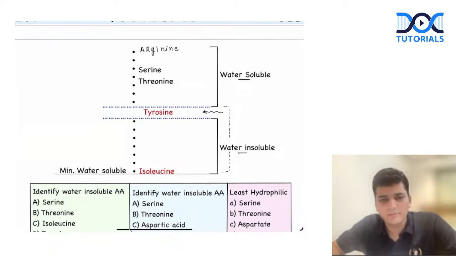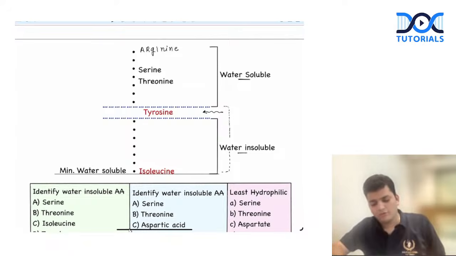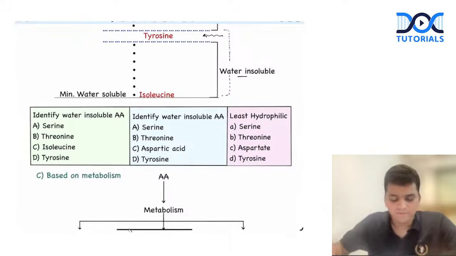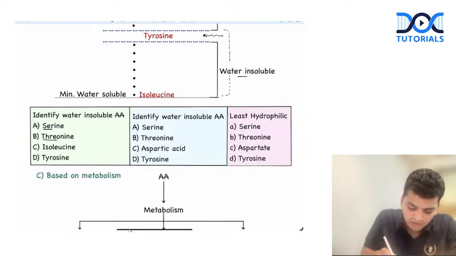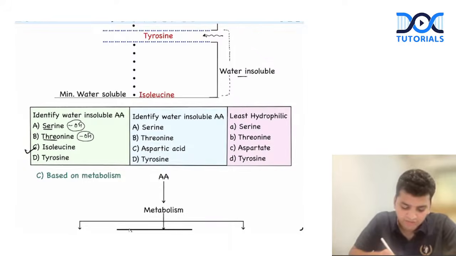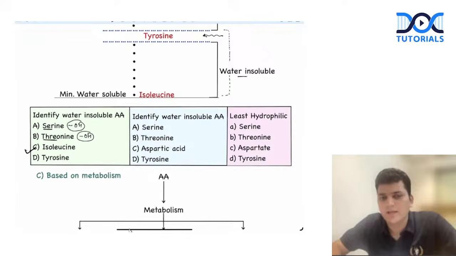But how is it going to help us in solving the MCQ? Now, look at these three MCQs and try to find the best answer. They are asking more or less the same thing, but the options are changing. The first question: which is the water insoluble amino acid? Whenever such questions come, you will always search for the family. Serine and threonine belong to alcohol, and we know that alcohol is going to be water soluble. Then we are left with isoleucine and tyrosine. Among them, which is the best answer for the water insoluble amino acid? Isoleucine. Although both are water insoluble, the best answer is going to be isoleucine.